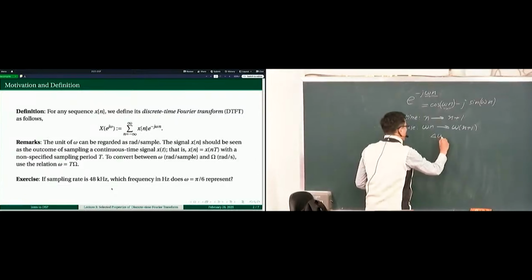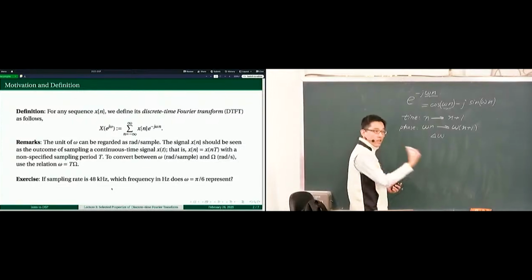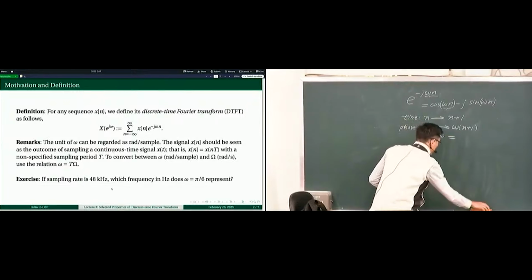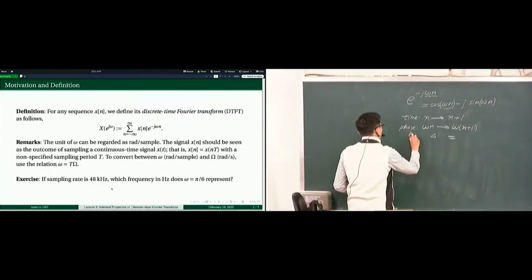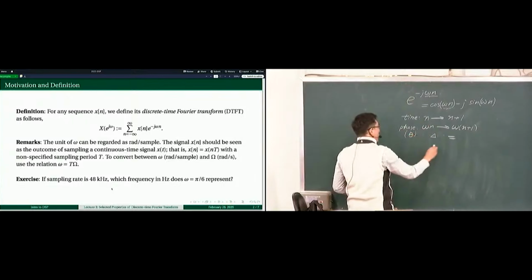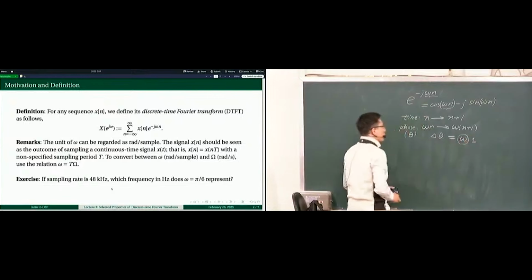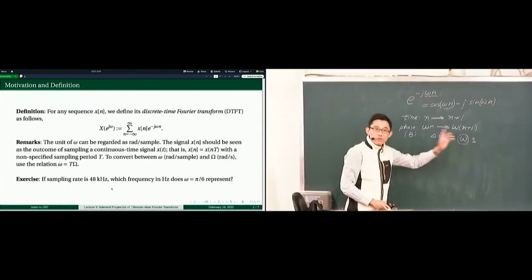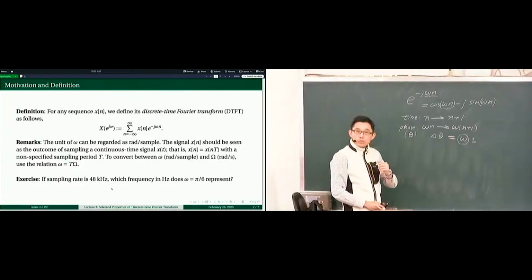So the phase changes by how much? Well, that's stupid. Delta phase, not delta omega. I'm sorry. If we denote phase by theta, then delta theta equals omega times 1. Therefore omega has a unit. It tells us how much phase is advanced when time is advanced by 1. So I recommend we think of the unit of omega as radian per sample.